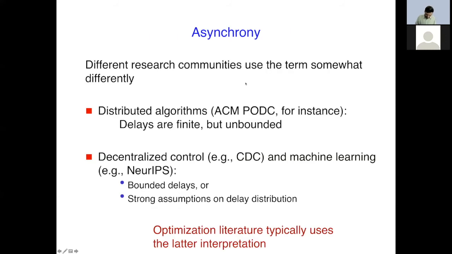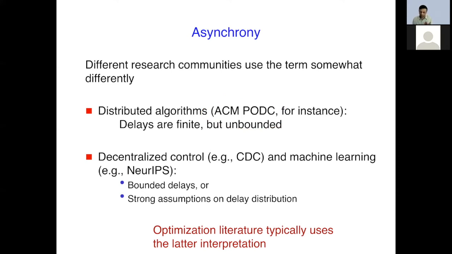And so I want to define what asynchrony means. The term asynchronous is used slightly differently in different communities. For example, the distributed algorithms community, the traditional distributed computing theory community. For example, there's a conference called ACM PODC. You will get papers from this community at PODC.